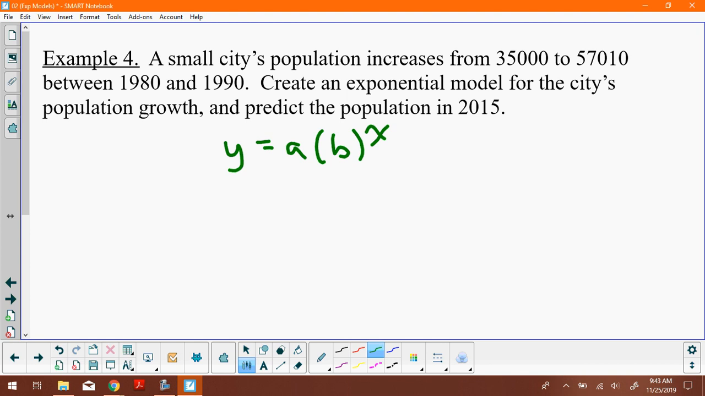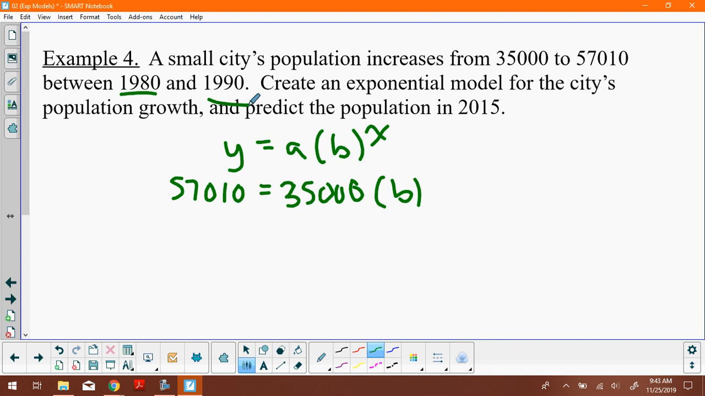Okay, so I'm going to plug in what we already know. My initial population was 35,000. My end population was 57,010. I don't know what my base is. x would be the time that's passed, so I don't really need to write that down. But we went between 1980 and 1990, so that means 10 years had passed since the initial population. So that's power 10. And now we'll do some rearranging and solve that for b.